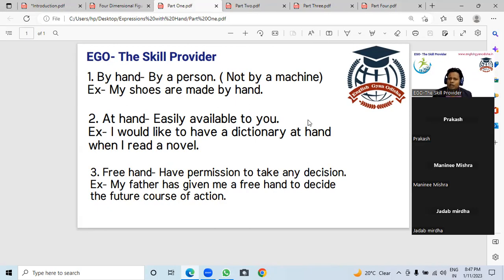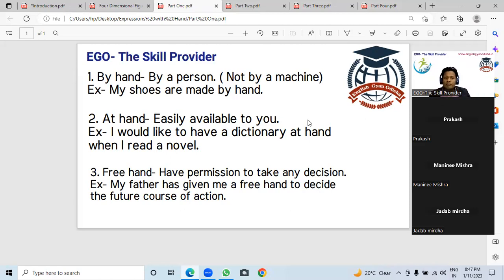Earlier wells were dug by people, now you see a machine comes and digs the well. That's very much true. You used to stitch with your needles and everything, right now machines have come, so humans have been replaced by machines. That's why the job market is shrinking, right? So by hand means when something is done by a person, not by a machine.